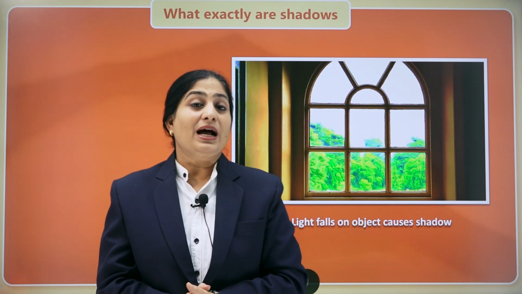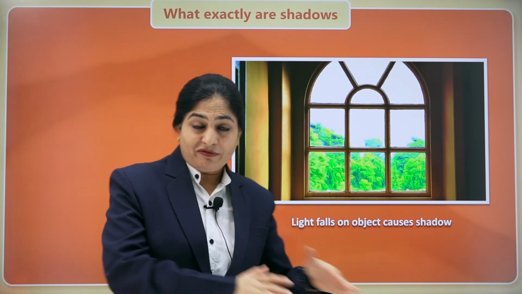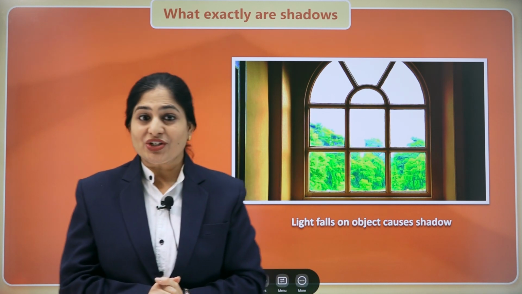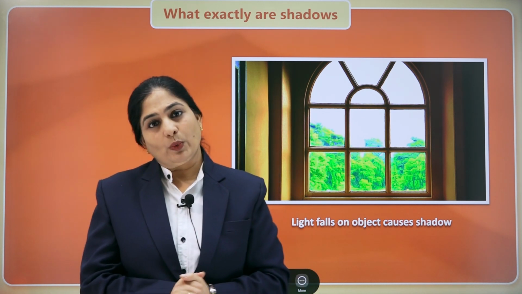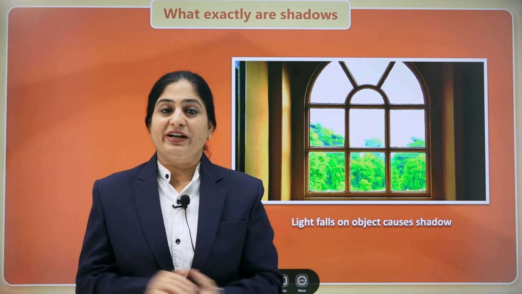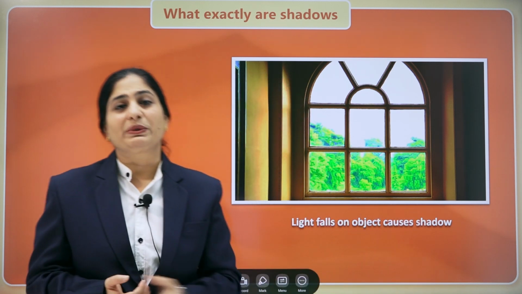Even during assembly in the morning in school, when light falls on you, you can find some image on the ground. So, what is this? This is nothing but shadow. So, what will happen when light falls on an object? We may have different possibilities. It may reflect light, it may absorb light, it may transmit light.